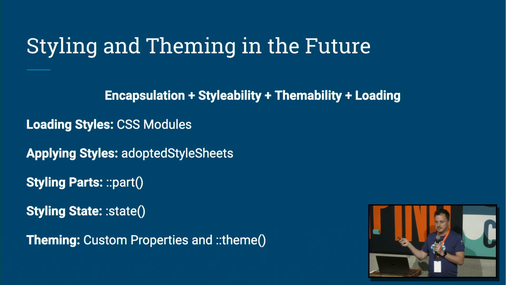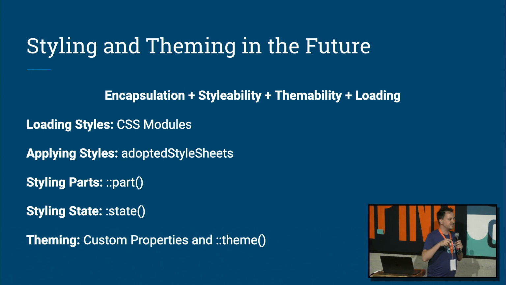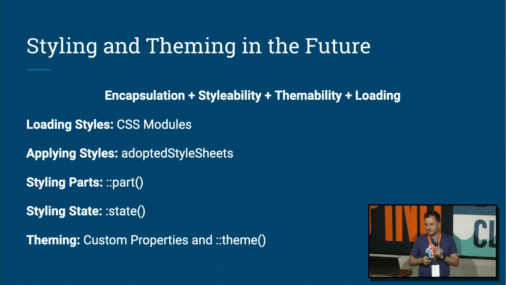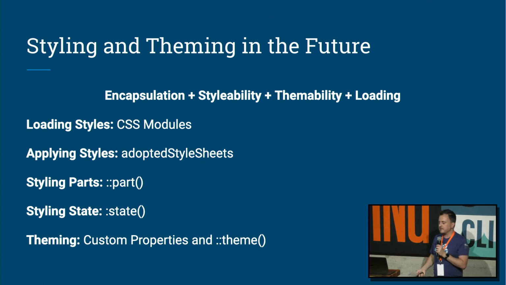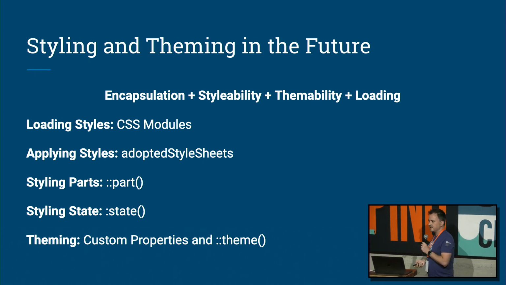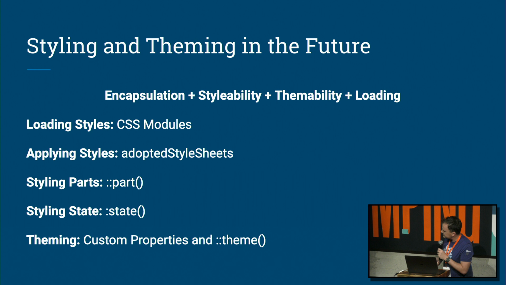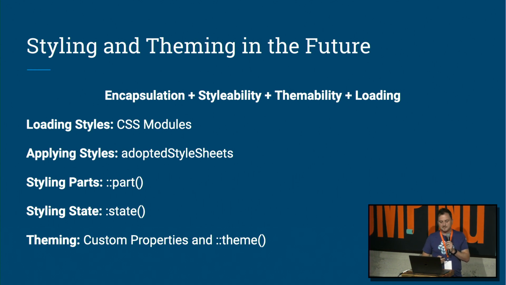So we're going to load styles with CSS modules. We're going to apply them with adopted style sheets. We're going to style our components with parts and custom properties. We're going to style different states they're in with the :state selector. And then we're going to theme deeply across the page with custom properties and something very similar to, if not exactly, :theme.